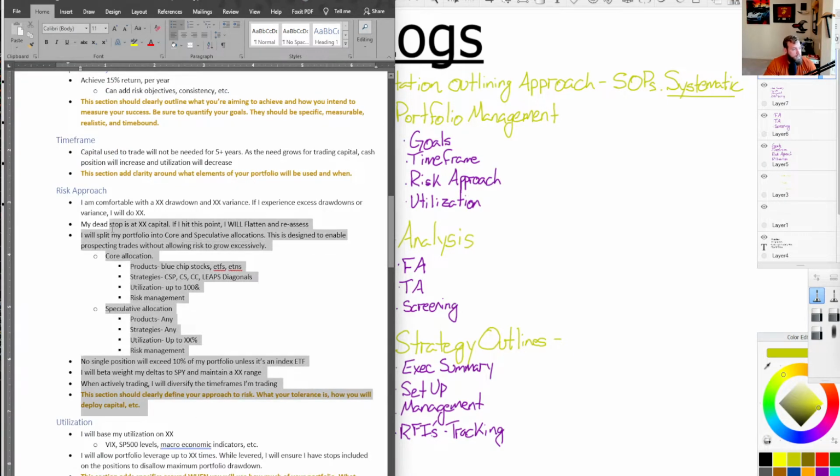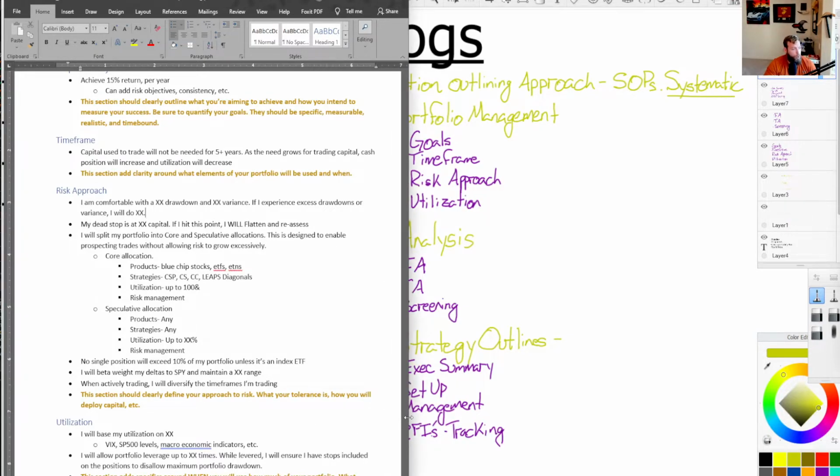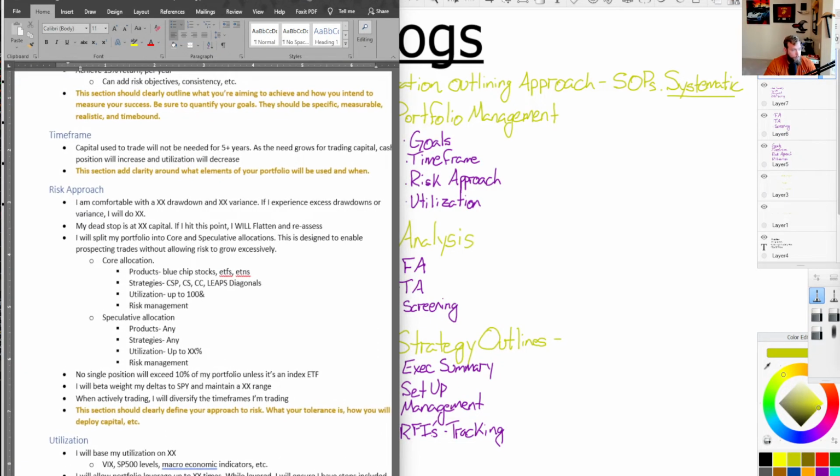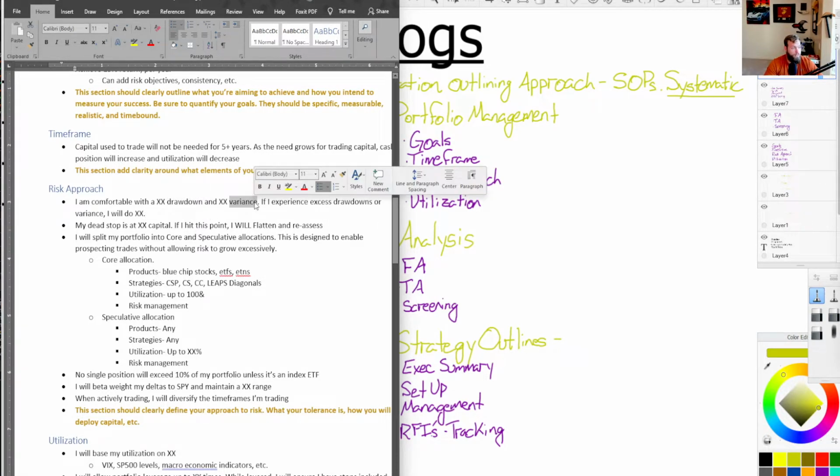Then risk approach. This is a slightly more in-depth section that talks about in detail your approach to risk. What are you comfortable with? What are you uncomfortable with? How do you intend to manage your portfolio? What drawdowns in your portfolio are you okay with? What variants of that are you okay with? If there's a huge drawdown, what will you do?